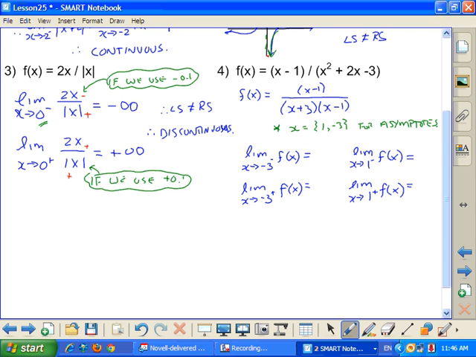Every time you have a point of interest or an issue, i.e. an asymptote, then you need to do that one-sided analysis. So in this case, there's two possible asymptotes. We have to do an analysis for each one.